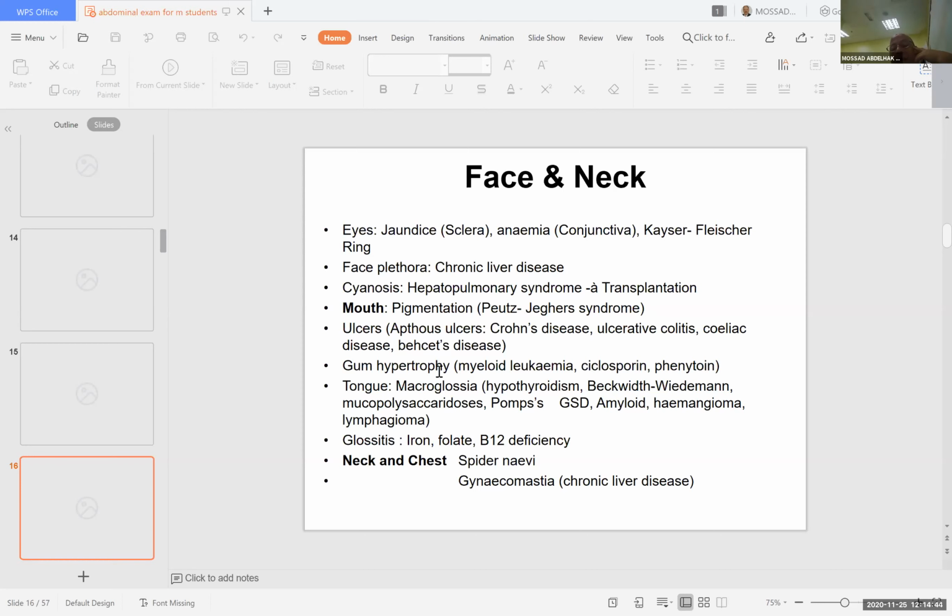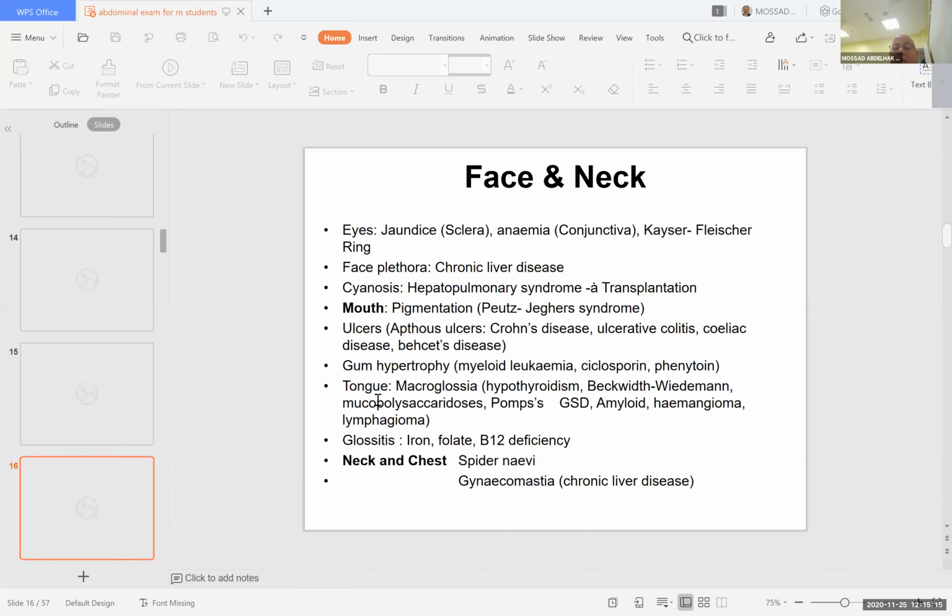Is there any gum hypertrophy, which can accompany leukemia or some medication like phenytoin or cyclosporin? You must comment about the tongue. Is it a big size? So you may suspect thyroid function test or blood sugar for Beckwith-Wiedemann syndrome or mucopolysaccharidosis, and a lot of series. What about glossitis? If there is inflammation of the tongue, it can be either iron or folic acid or vitamin B deficiency.